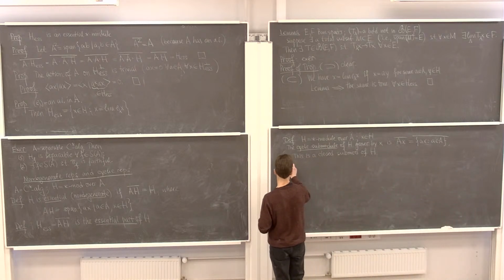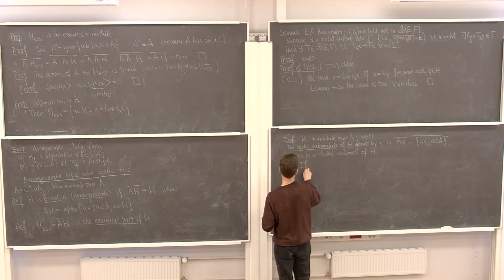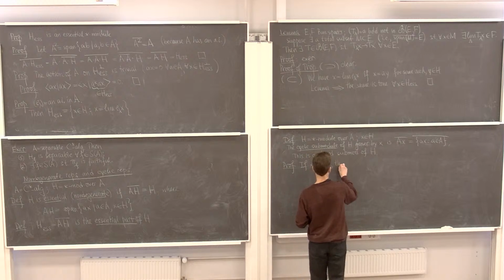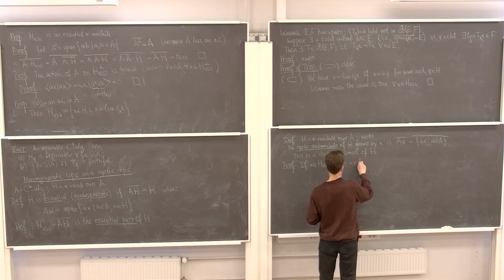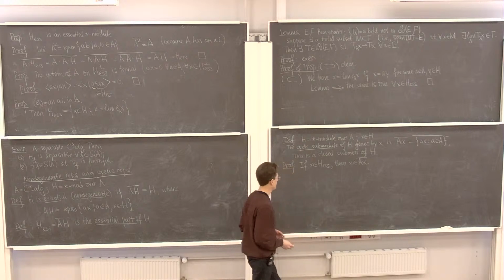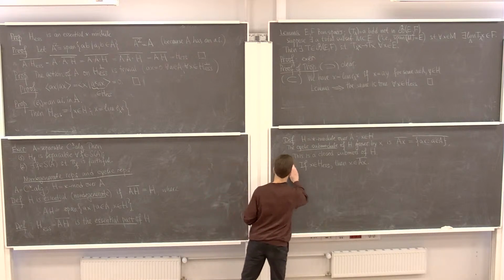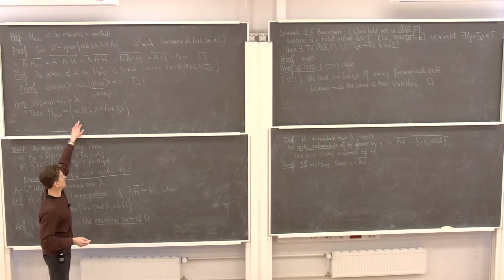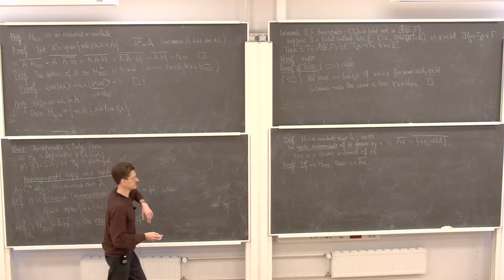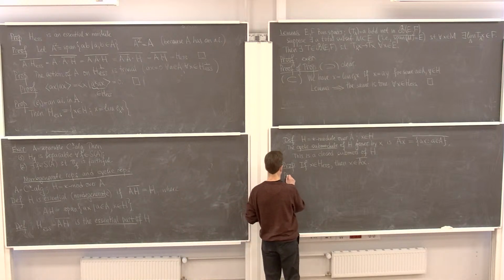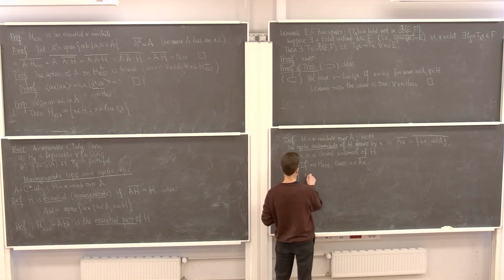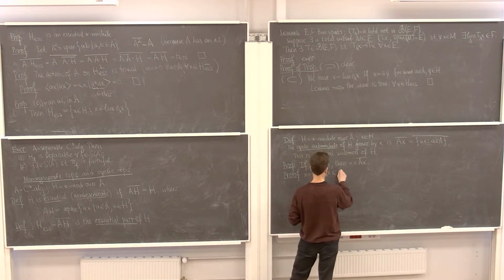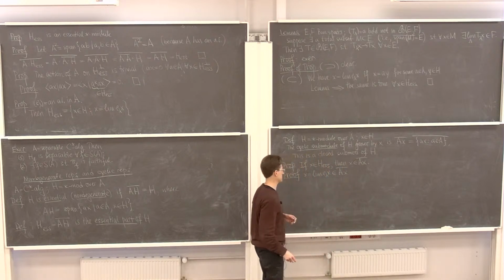So we have the following proposition. If x sits in the essential part, then it belongs to the cyclic submodule generated by x. And this is immediate from this equality. x is equal to this limit, and this limit obviously belongs to the cyclic submodule generated by x.